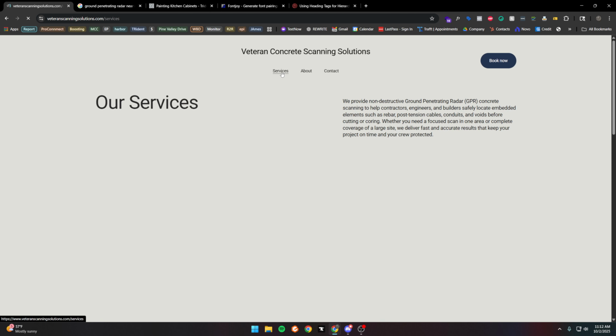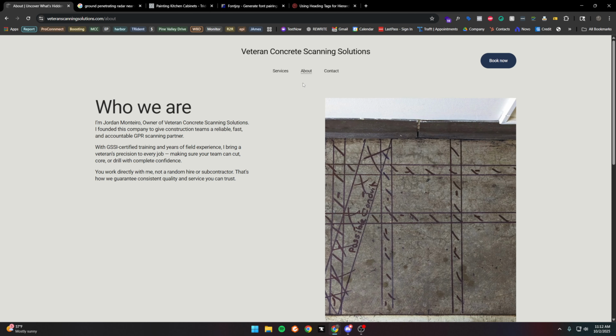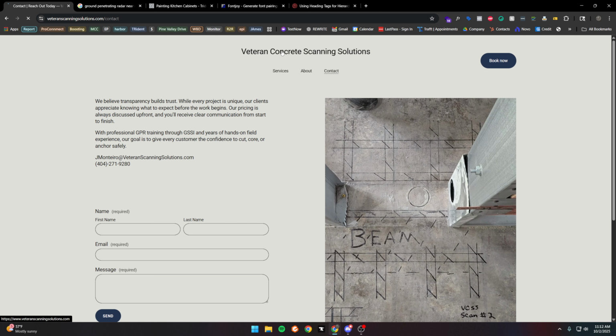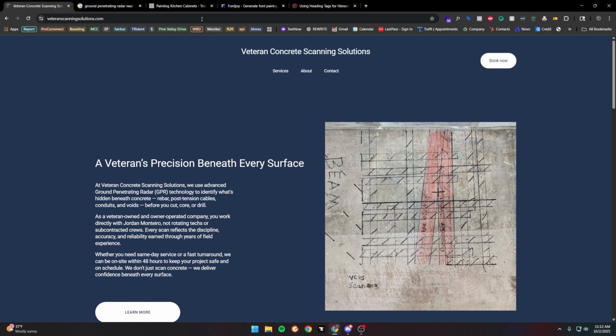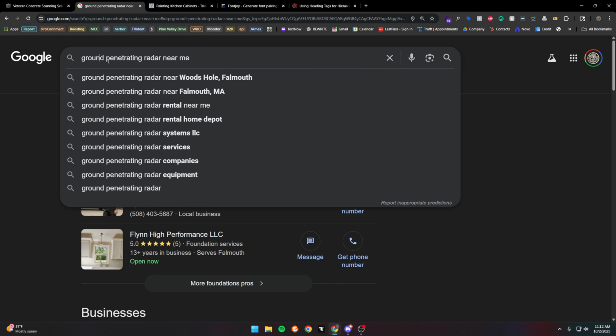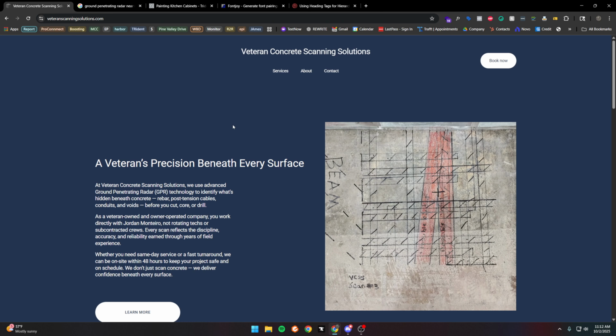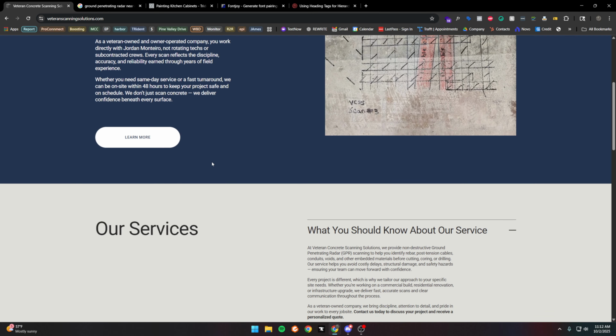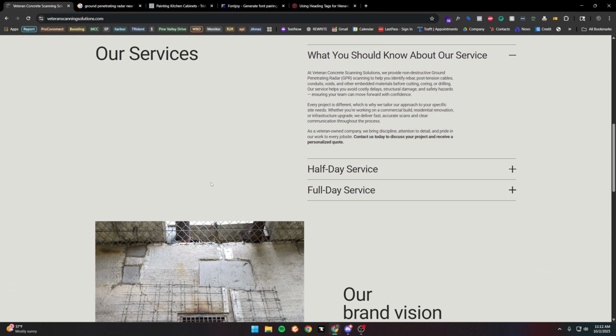So if anything, I would say get rid of your services page, get rid of your about page, keep your contact page, and then add a page specifically with the title ground penetrating radar, and make that page entirely dedicated to the ground penetrating radar service, so that you can show up in searches without any money behind them. That's one of the biggest things I can recommend for your website.